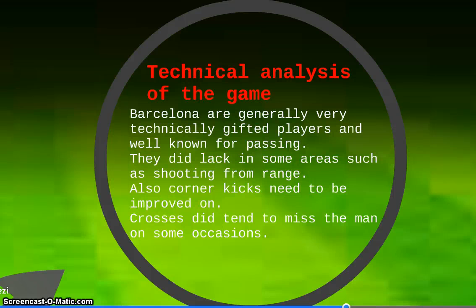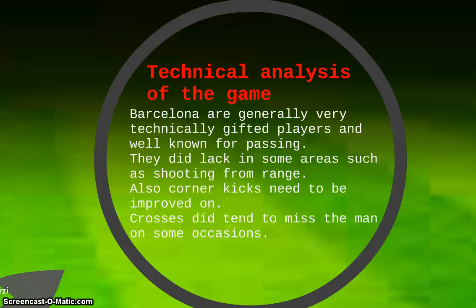The technical analysis of the game showed that Barcelona are actually gifted players and are well known for passing. However, they did lack in areas such as shooting from outside of the box. This was shown in the statistics, and this is what a coach should be working on. They only had 1 shot from outside the box, and this was a free kick.